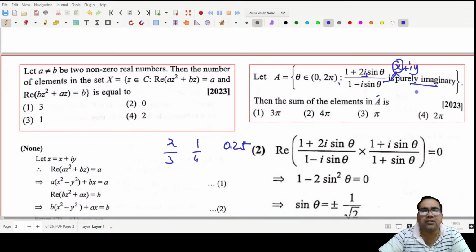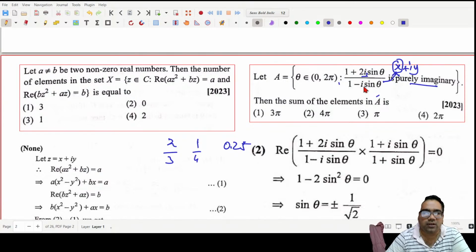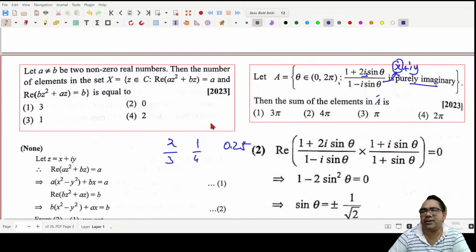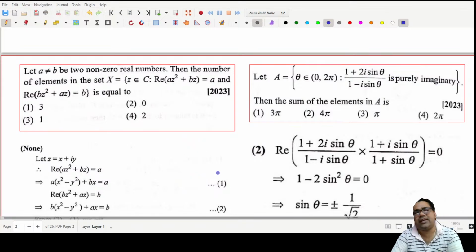Agree? So what will we do? Now, we divide numerator and denominator by half. Then what will happen? Then you will get 1 by 2, plus i... No, it's not possible, because the denominator will become half i. So it is not possible.